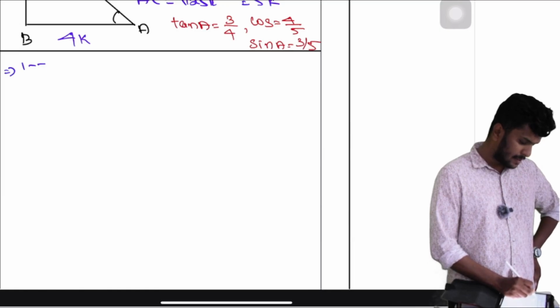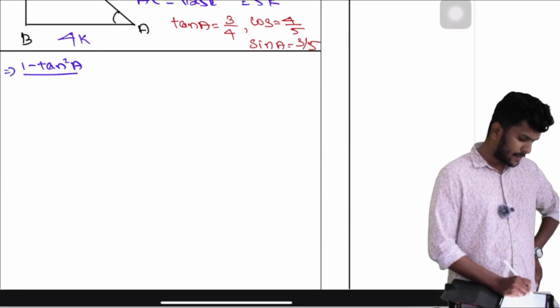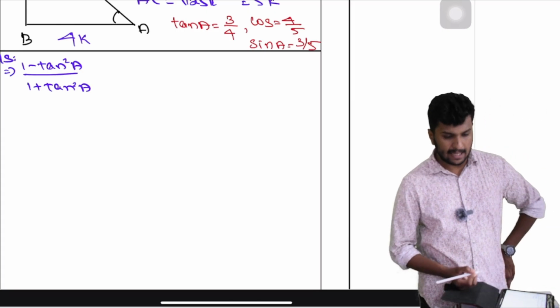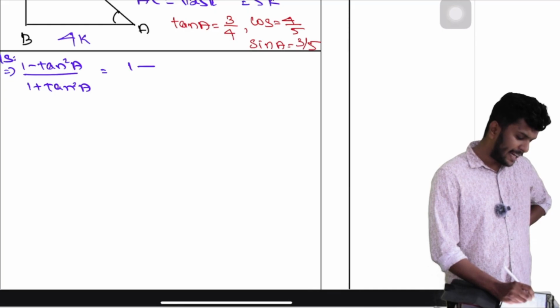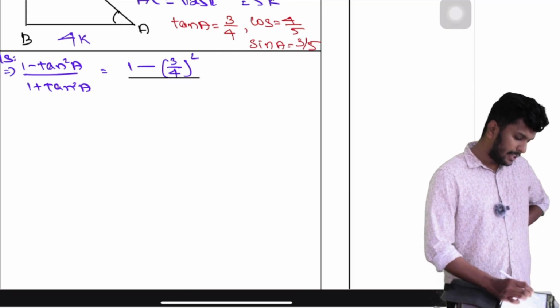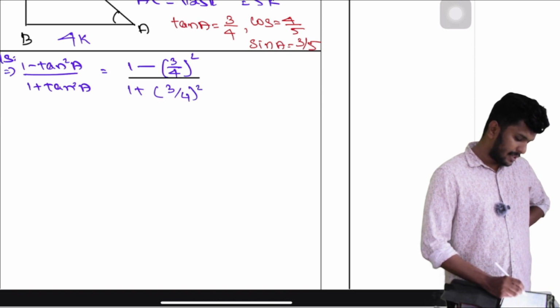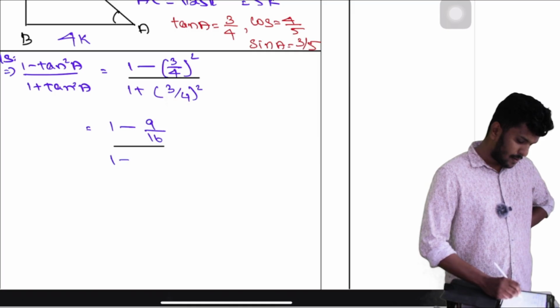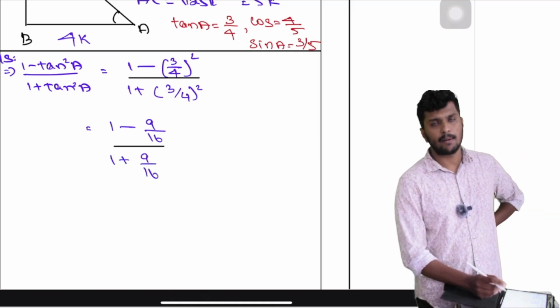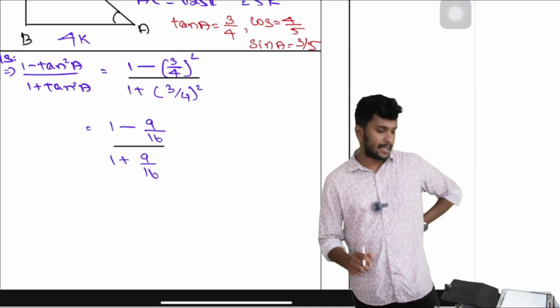That implies 1 minus tan square A by 1 plus tan square A is your LHS, right? So tan A is 3 by 4. So tan square A means what? 3 by 4 the whole square, divided by 1 plus 3 by 4 the whole square. That implies 1 minus 9 by 16 whole divided by 1 plus 9 by 16.